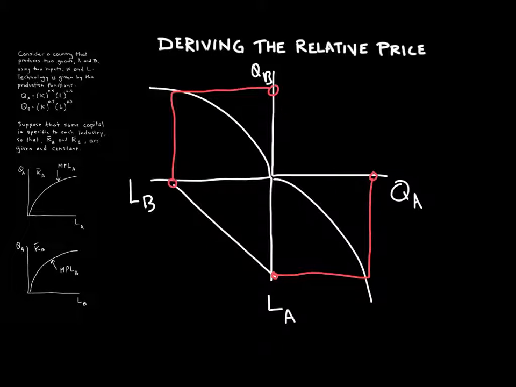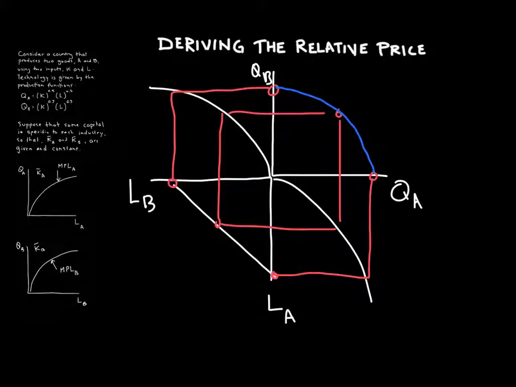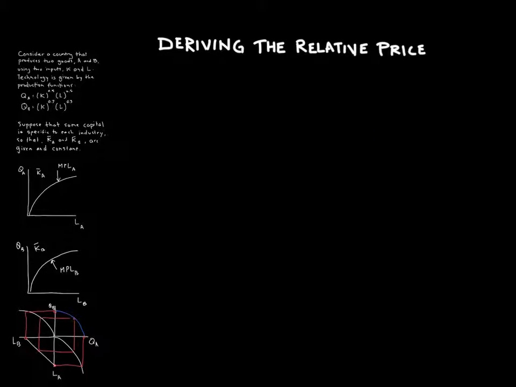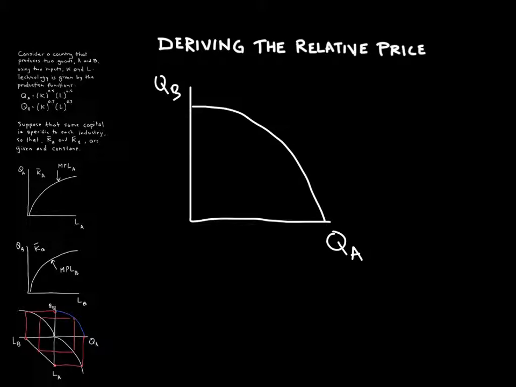And what we're tracing out here is the production possibilities frontier. So the production possibilities frontier is then given by this blue line, which has its normal concave shape. Now the PPF has a slope, of course, and the slope of the PPF is equal to the opportunity cost. So if I just redo the PPF here, we have that the slope at this point is equal to the opportunity cost of good A in terms of good B.